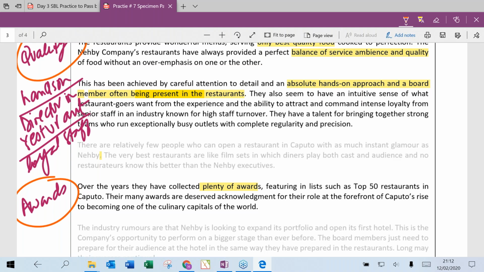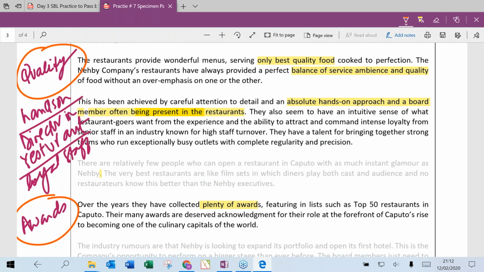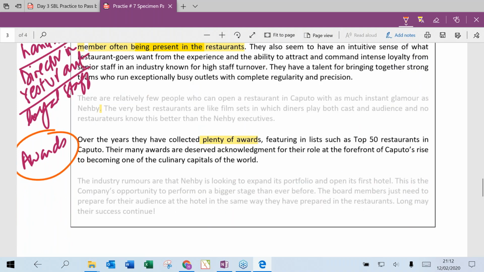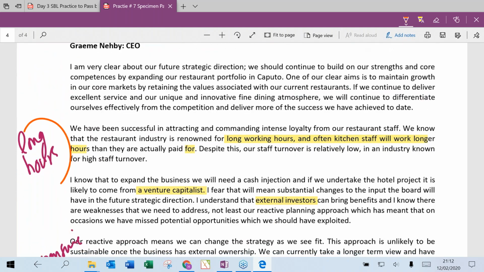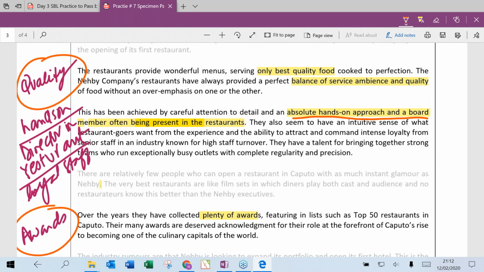Excellent. Rituals and routines. Are there late sittings happening in the company? Did you see the word late sitting somewhere? Yeah, long hours. So there are long working hours, especially the kitchen staff will need to work longer hours. I also saw that the directors adopt a hands-on approach, and a board member is often present in the restaurants. That's a ritual or a routine which is done in that company. So all these are rituals and routines. Long hours, hands-on, director being present at the restaurant.